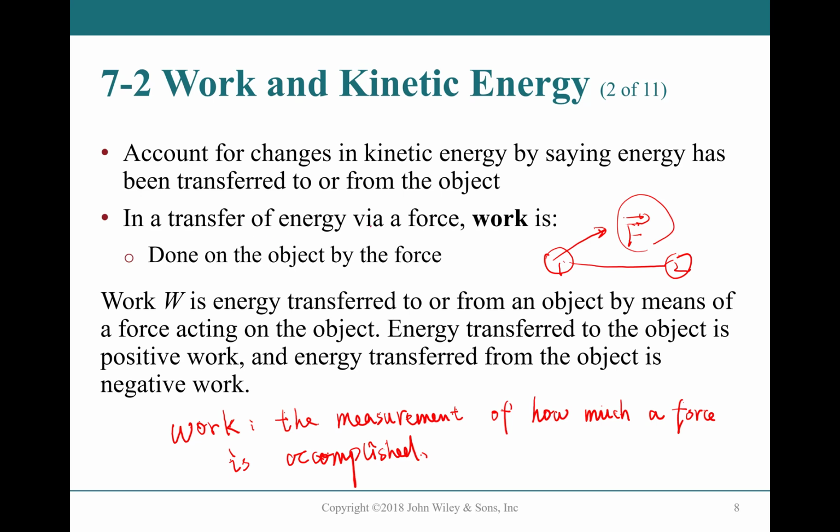So in a transfer of energy by a force, if you want to use force to transfer energy, then we need to know what work is. Work is how much is accomplished by a force. And the work, W, is energy transferred to or from an object by means of a force acting on the object. Energy transfer to the object is positive work, and energy transfer from the object is negative work. So the force can either do positive or negative work on the object.